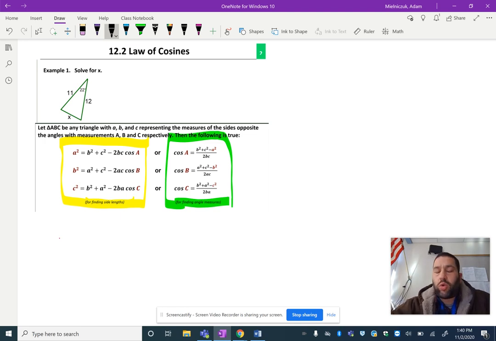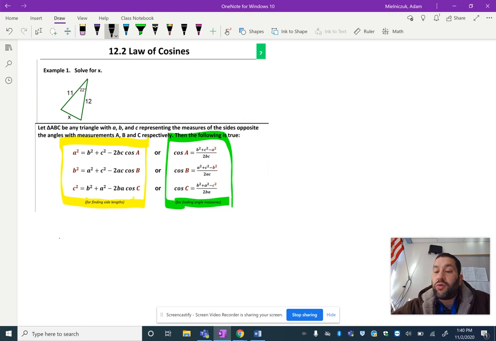All right, so lesson 12.2 is all about the law of cosines. I gave you the formulas below. It says let triangle ABC be any triangle with A, B, and C representing the measures of sides opposite the angles with measurements A, B, and C respectively. Then the following is true.